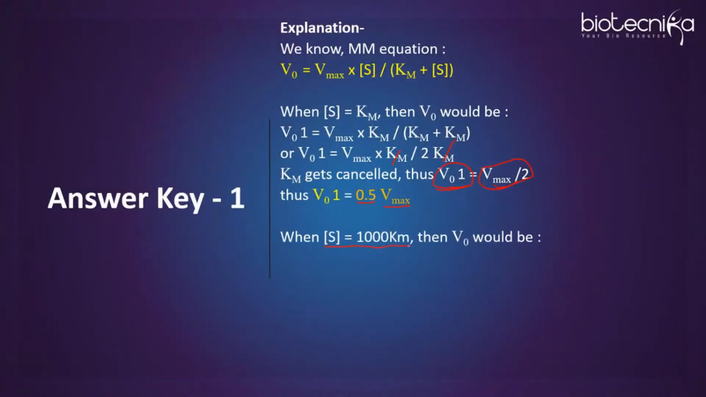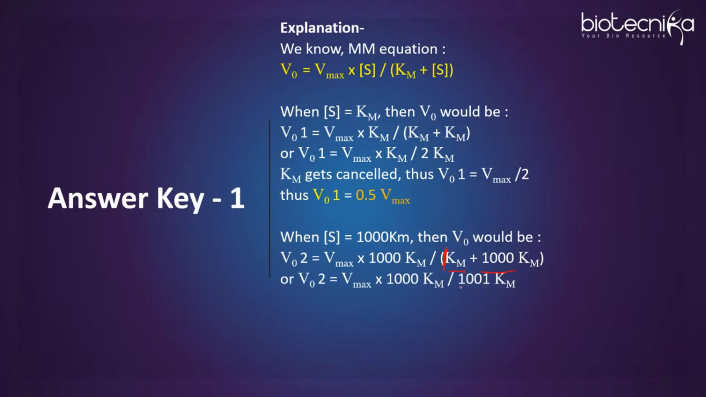Then second case, we will consider S is equal to 1000 Km. Then what will be your V0? So here, instead of substrate, you will put 1000 Km. Similarly here, instead of substrate, you will put 1000 Km, right? Now just calculate. So this is 1 Km, don't forget that. So 1 Km plus 1000 Km is what? 1001 Km, right? So again, Km will get cancelled because both are in numerator and in multiplication. So basically you get Vmax into 1000 divided by 1001. So 1000 by 1001 you will get 0.99. That is 0.99 Vmax.